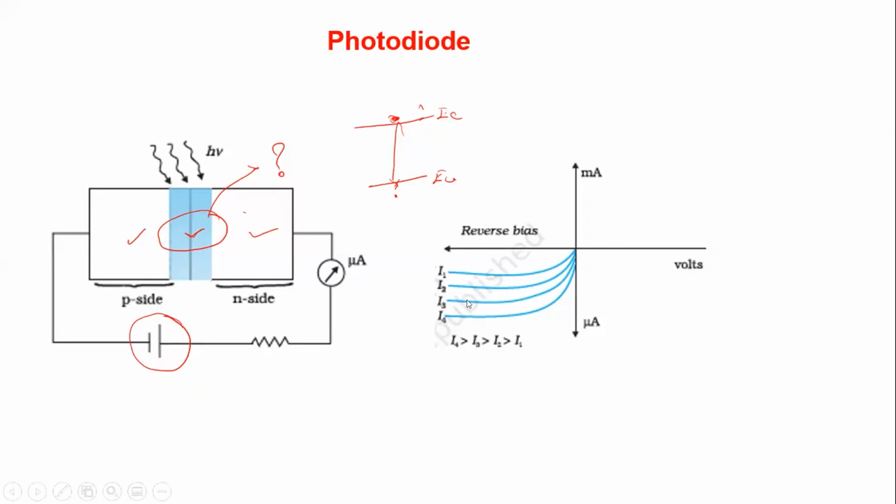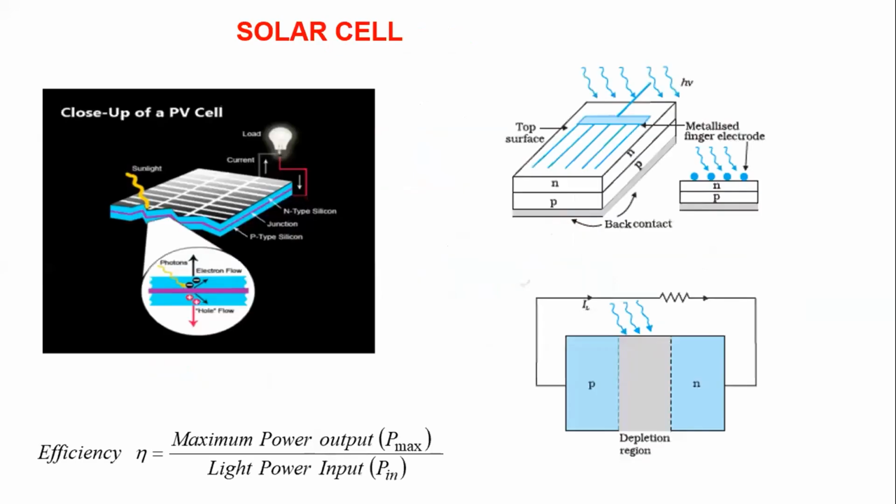This current is the sensor signal for us. So the photodiode, after absorbing light, will give the current in the reverse bias. Okay, I will just skip this.